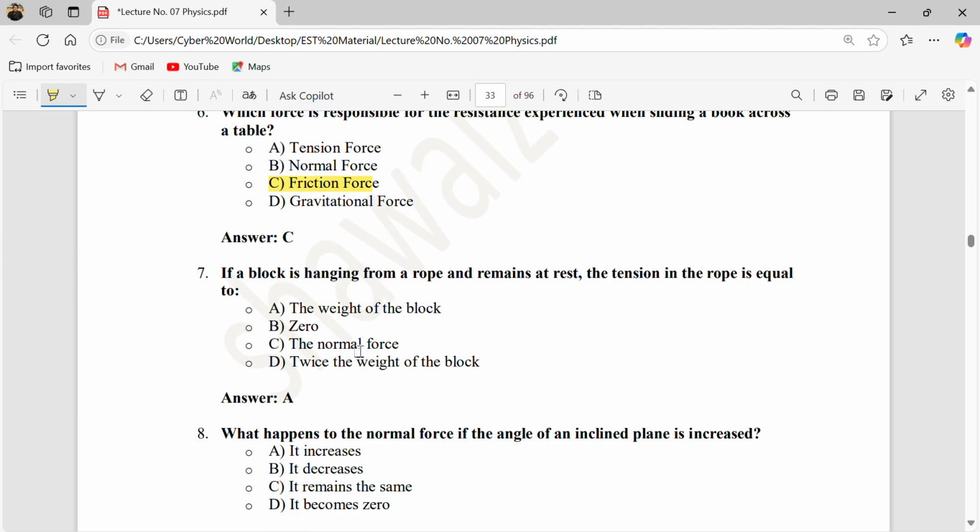If a block is hanging from a rope, and let's suppose it is at rest, the tension in the rope is equal to what? Yes, the tension is always equal to the body weight. The body which is hanging, the tension must be equal to that weight. So the answer is A, the weight of the block.